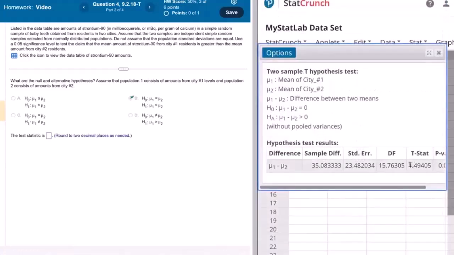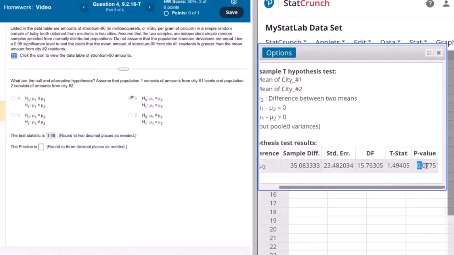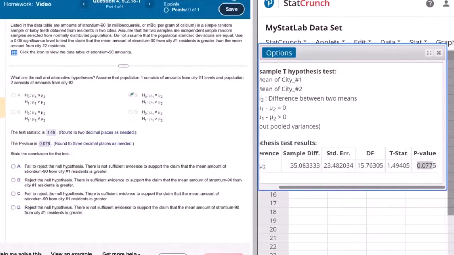Compute. Here's my t-stat, 2 decimals. My p-value to 3 decimals, 1, 2, 3. That's going to end in an 8. Check answer. Was my p-value greater than or less than or equal to my significance level, which is 0.05? My p-value is 0.078. That's greater than 0.05.